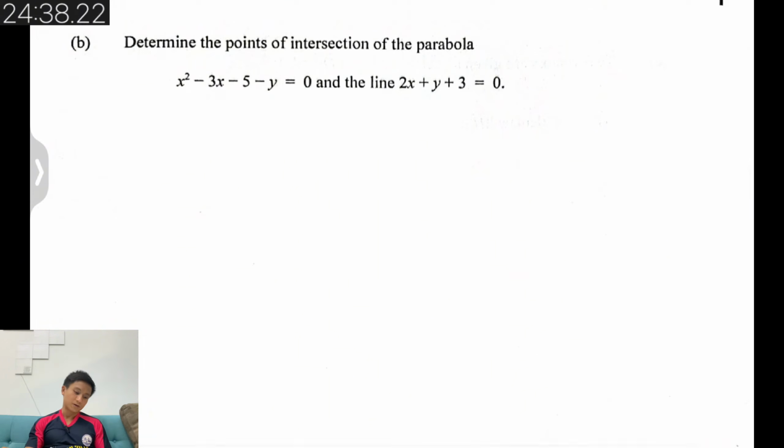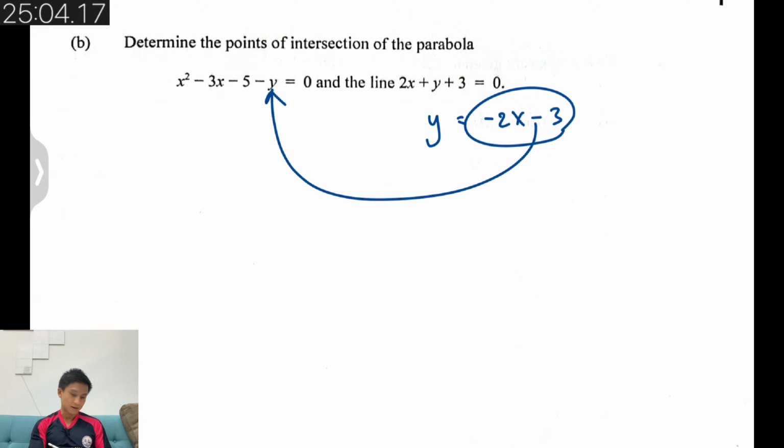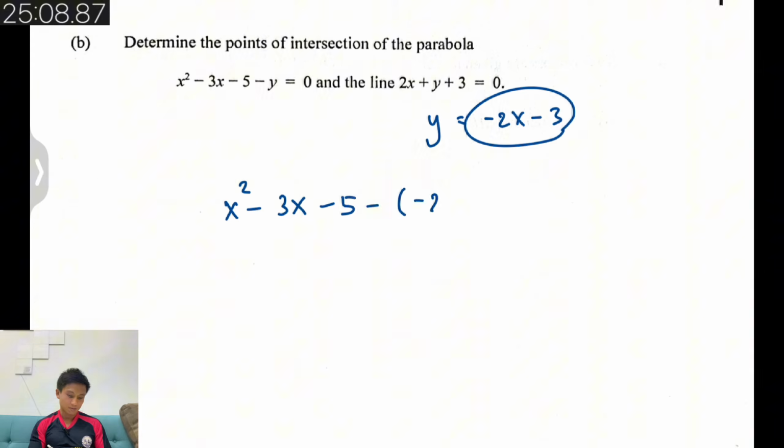Part B, determine the points of intersection of the parabola and the line. So this is solving simultaneously. Probably the easiest way is to make y the subject here, because I can see that there is only one y term there that I need to eliminate to make it all quadratic. So with y as the subject, we have minus 2x minus 3 for the linear equation there. And then we're going to substitute this into this, so I'm going to have x squared minus 3x minus 5 minus (minus 2x minus 3) equals 0.